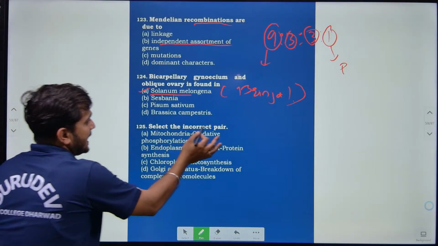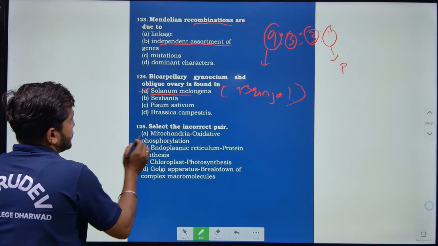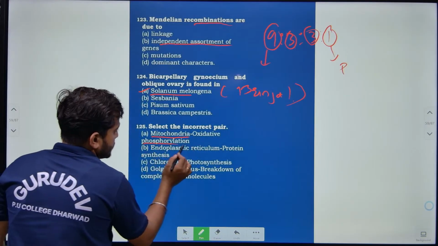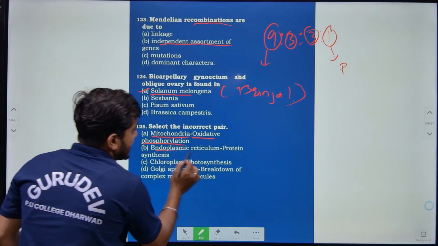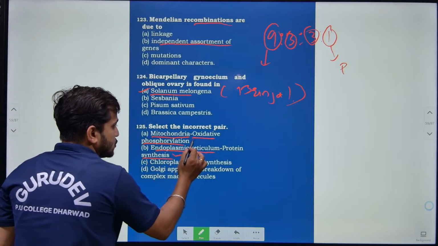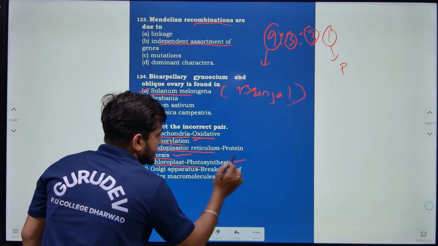Then select the incorrect pair. So we have to find the incorrect pair. They have mentioned mitochondria and oxidative phosphorylation. Yes, this is correct. Then endoplasmic reticulum related with protein synthesis. Yes, it is also correct. Then chloroplast is related with photosynthesis. This is also correct.